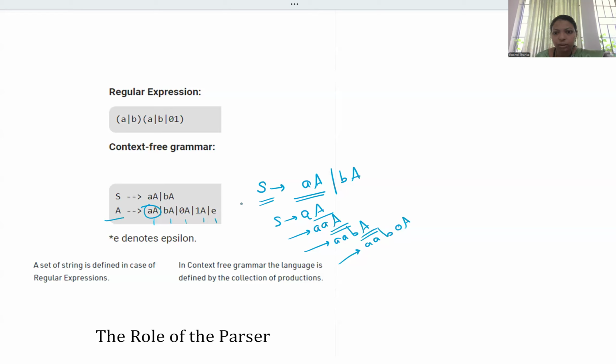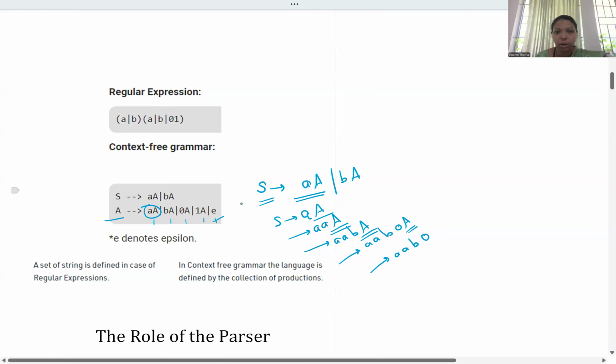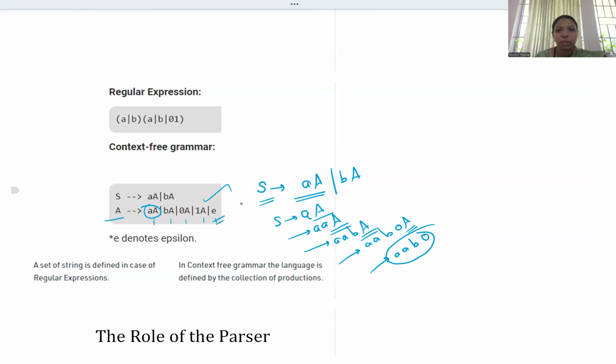And now this non-terminal I can again write as AAB, and instead of this A now I can replace it with epsilon. So E means epsilon, which means empty. So now this is the string which is generated from this context-free grammar, from this rule. That is what is written as a regular expression here.